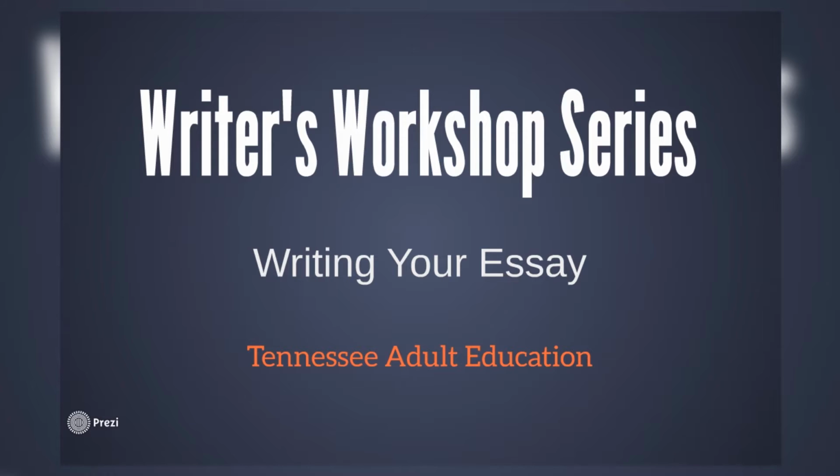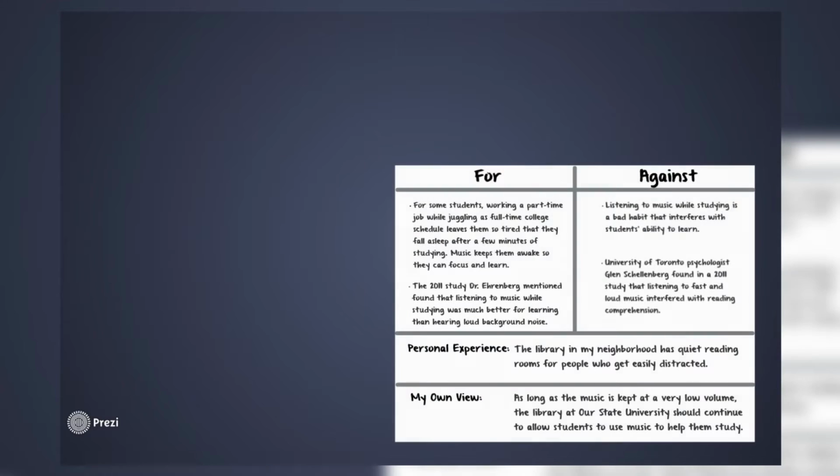So let's look back at this map that we created before, which shows a couple bullet points that we took directly from the text that was supporting your argument and the text that was against your argument. We used some personal experiences here that we have with the subject, and we used our own view as well. And remember, this subject is about whether or not students should be allowed to listen to music while they're studying in the library at our state university.